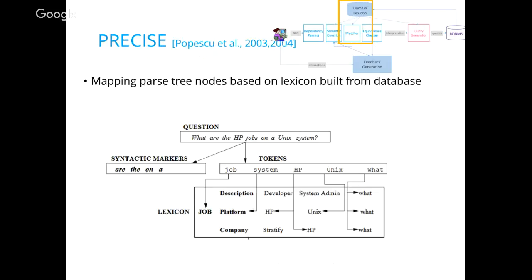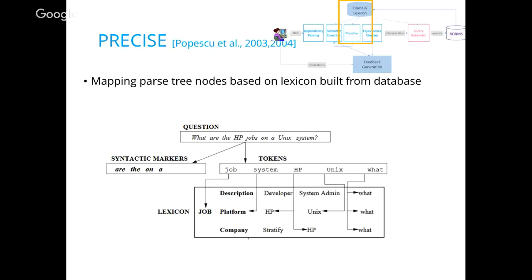Then here are the tokens that actually match something within the database. As you can see here, for example, the job token matches a table called job, and the term "system" matches platform. HP matches multiple things. It matches platform, since there is an HP platform, and it can also be a company. The same thing here, Unix can match a platform as well as a job description, and "what" can match all of them.